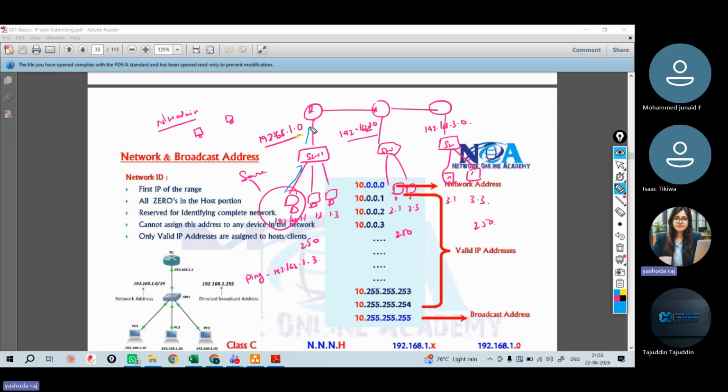Switch 1 takes that packet to this router. This router will decide, by looking into the first three octets, whether this IP belongs inside my network or whether it should take this packet outside of the network. In this case, does 192.168.1 belong to the same network or a different network?